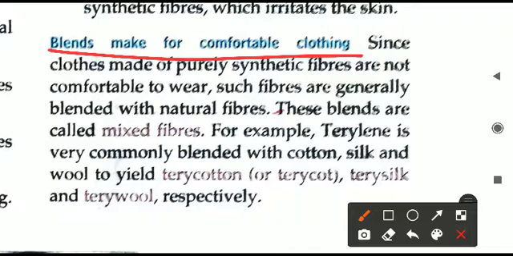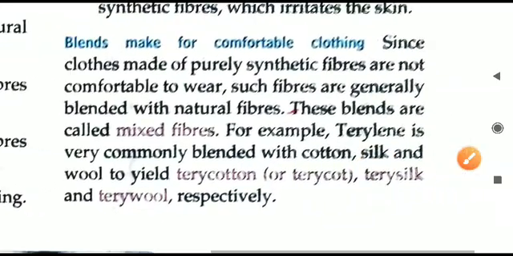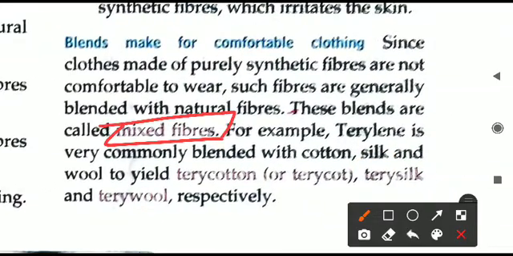What is actually a blend? Blending means we are having mixed fibers. We are mixing natural fibers and artificial fibers with each other. So as a result, what will happen? The advantages of both types, synthetic and natural ones, can be combined in a significant manner, and therefore mixed fibers are the most common fibers we are using in our daily life.